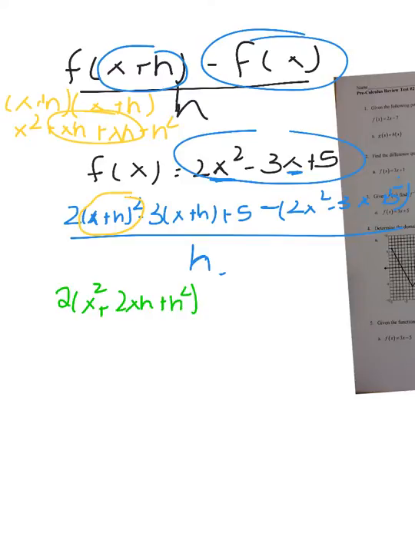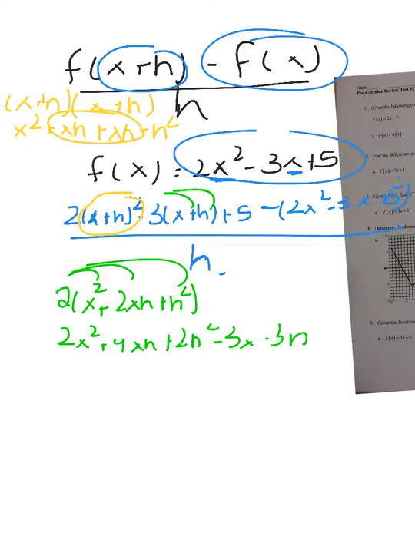And then I'm going to distribute the 2. So I get 2x squared plus 4xh plus 2h squared. Distribute the negative 3. Minus 3x minus 3h plus 5. Now I have to distribute the negative there. So that's minus 2x squared plus 3x minus 5. And this is all over h.